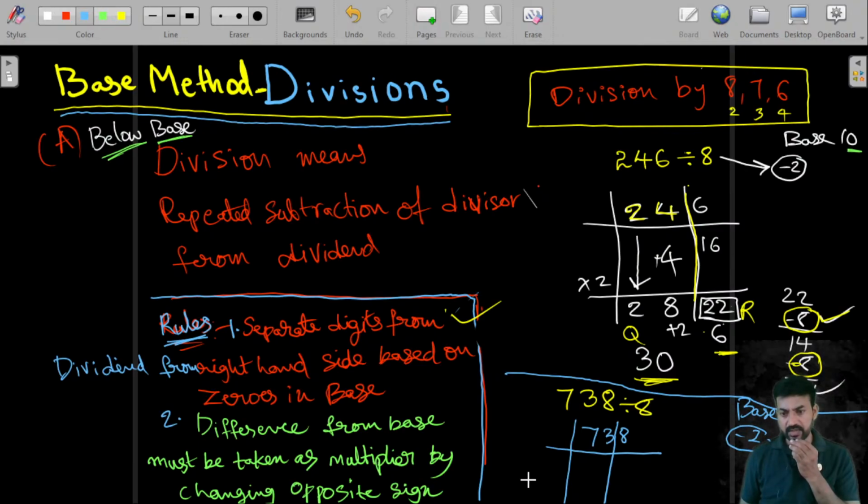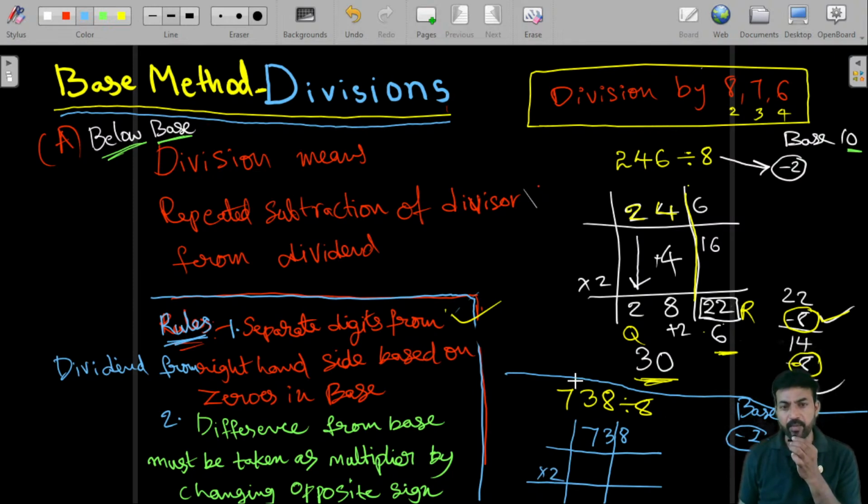So you have to take 2, positive number 2. If it is more than base, above base, you have to take negative numbers. These are below base. So base is 2 more than divisor, so you have to multiply by 2. If base is less, you have to take a minus number here.